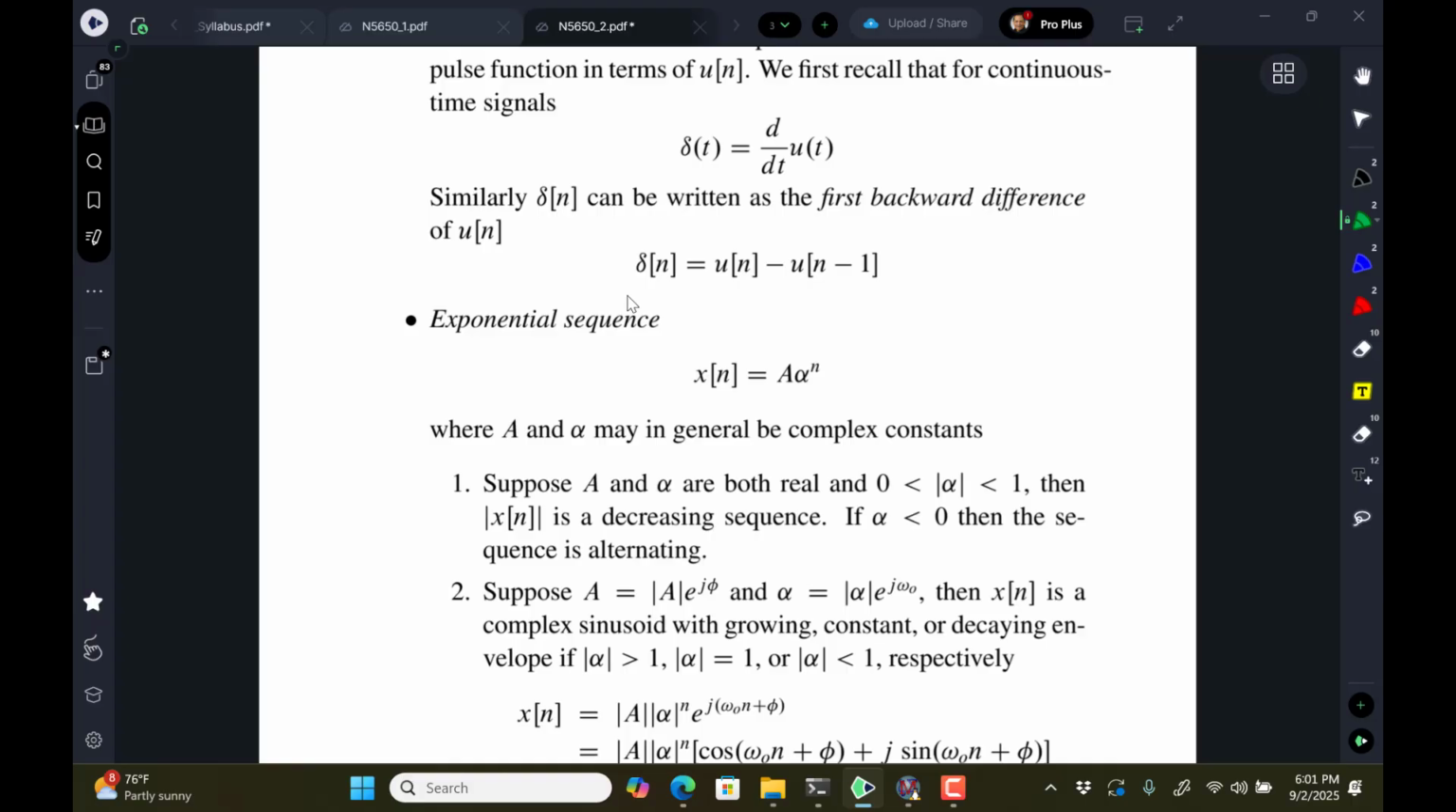Well, it's got the name first backwards difference. So a delta sequence can be obtained by subtracting a step delayed by one sample from the regular step, and that isolates in that subtraction the single spike sitting there. Remind me to show you that in Python, because Python does that with a single function command called diff, which MATLAB also has, that exact same named function, diff.